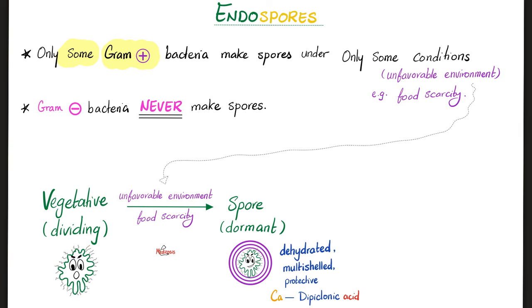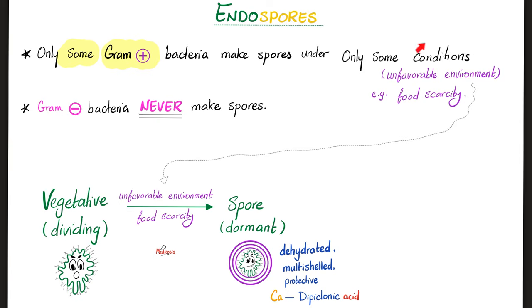Back to microbiology. Can every bacteria make endospores? Shut up. Only some gram-positive bacteria make spores some of the time when the environment is unfavorable, when the conditions are dorky. But don't ever forget, gram-negative bacteria do not make spores. Never ever. And this is a famous question on your exam. However, gram-positive bacteria, some of them make spores, some of them do not make spores. Let's talk about the ones that make spores.